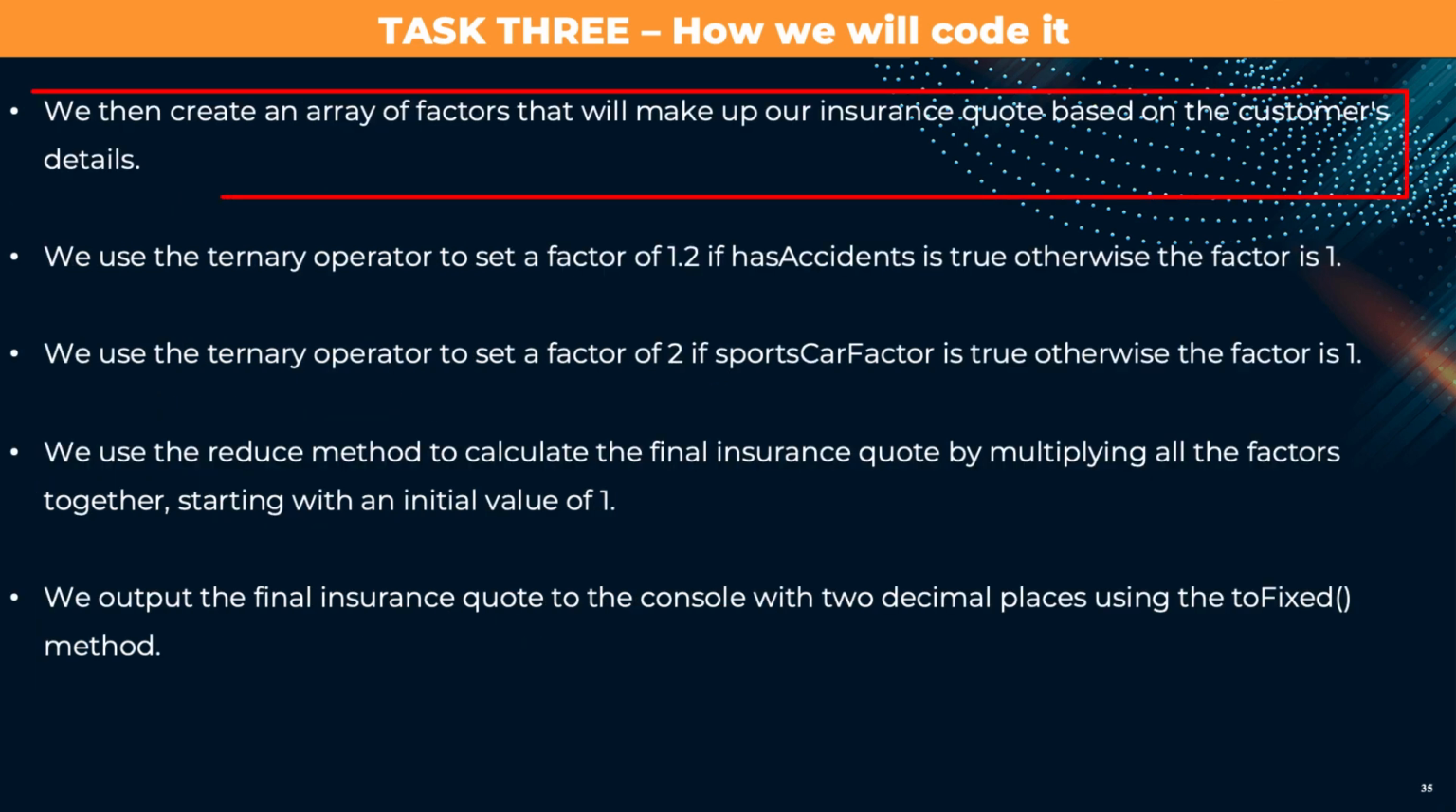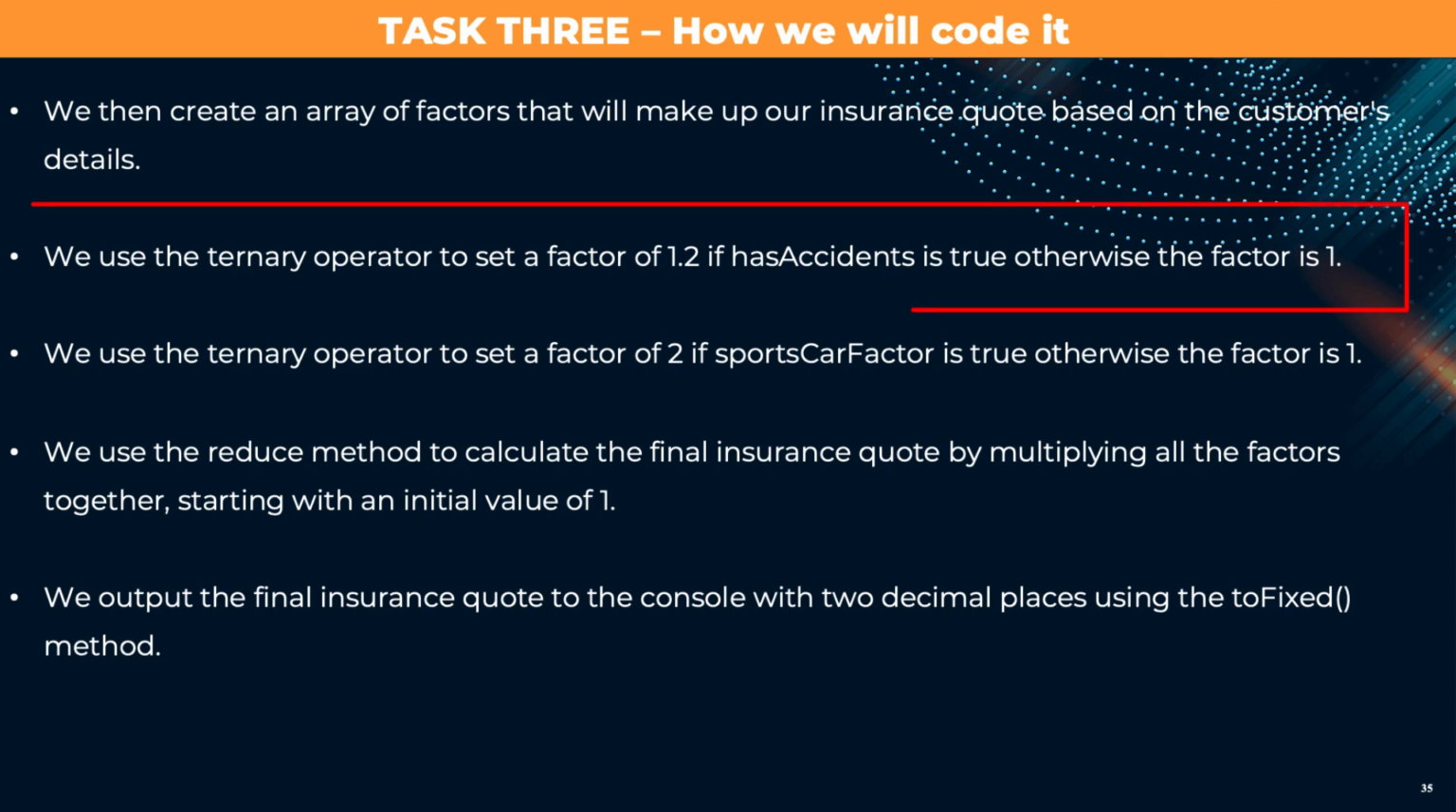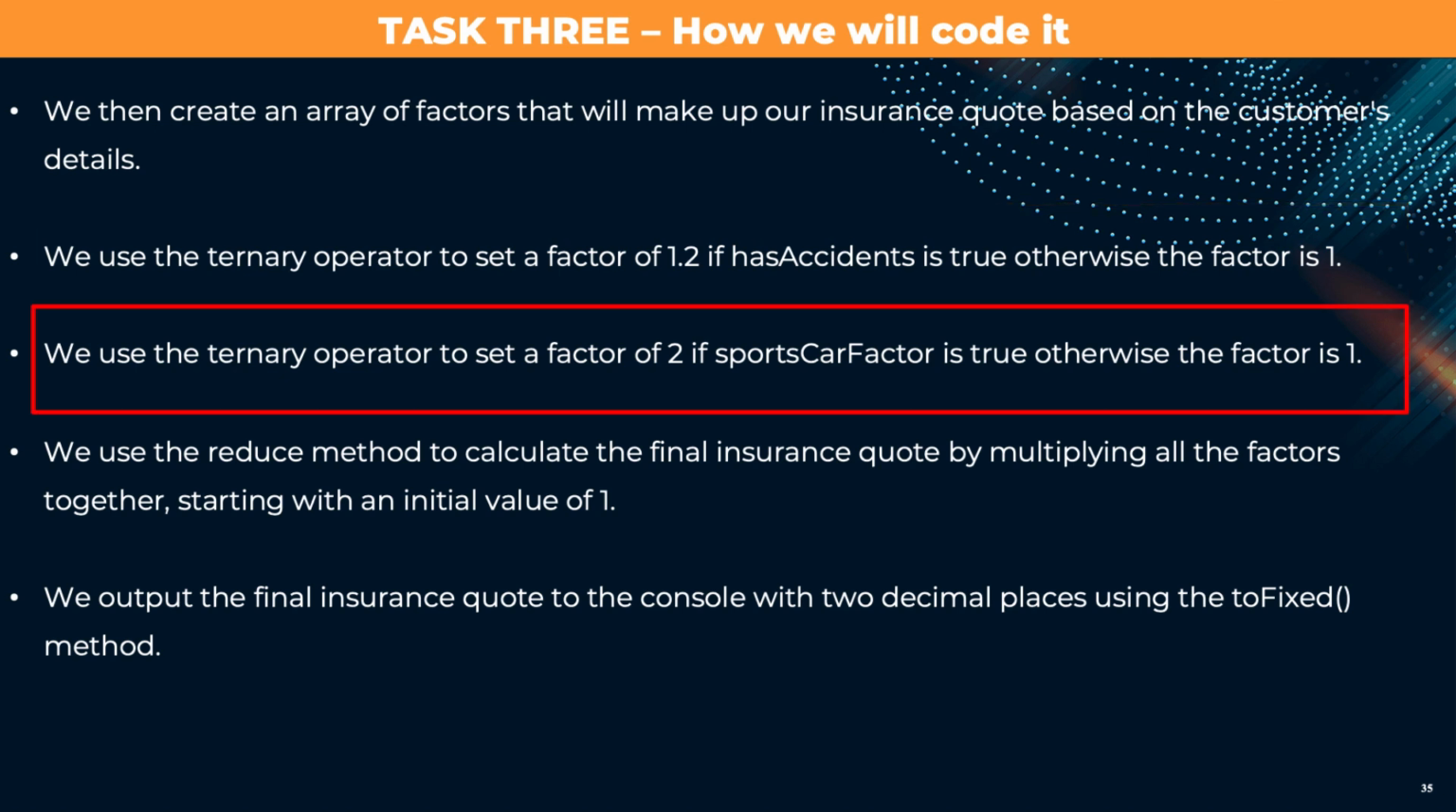We will then create an array of factors that will hold all of the values that we require for the insurance quote. So inside this array, we will use a ternary operator to set a factor of 1.5 if accidents is true, otherwise we'll change it to 1. We will use another ternary to set a factor of 2 if the sports car factor is true, otherwise it will still be a 1.